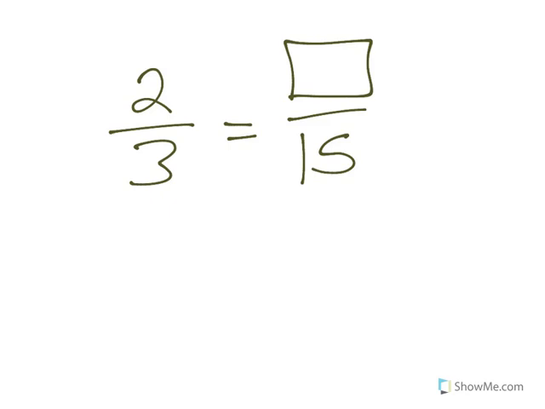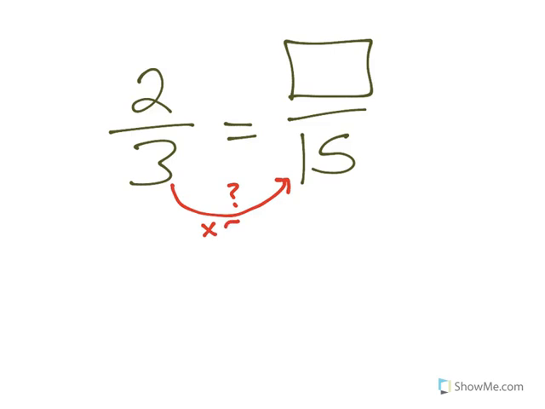Now, in this case, we have a little proportion here, where we have two ratios set equal to each other, and we want them to be equivalent. So look at this. On the left, we have the fraction 2/3, and on the right, we have a fraction with a denominator of 15. Well, think about it this way. If I go from 3 to 15, how did I get there?